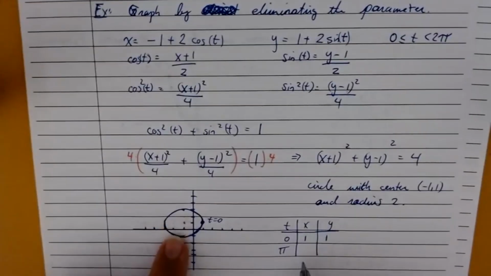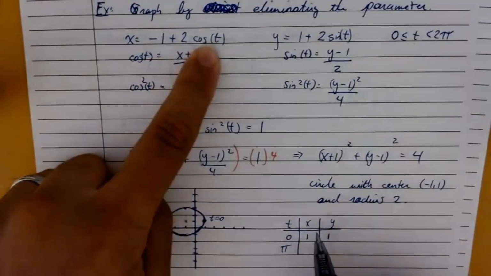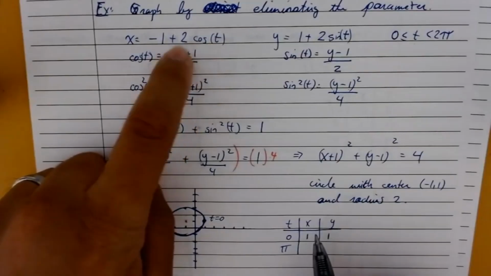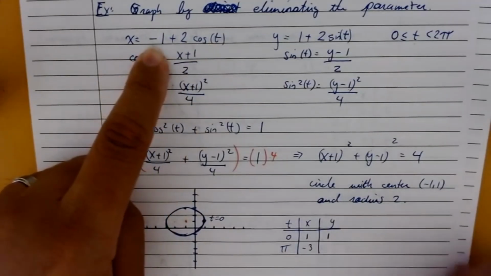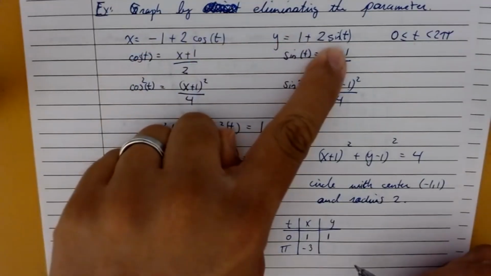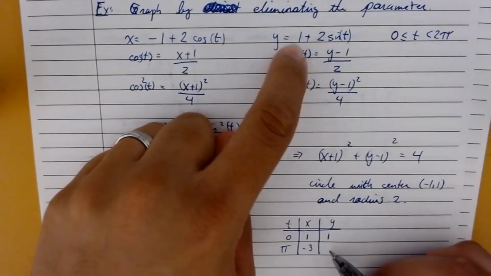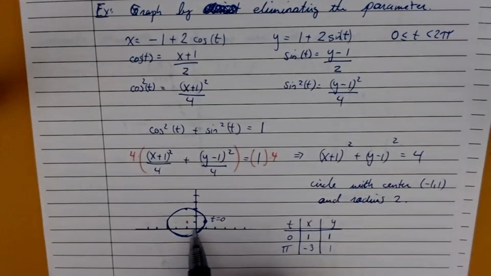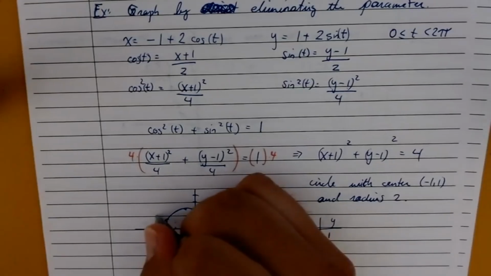And then when t is equal to pi, well, let's see. Cosine of pi is negative 1. Negative 1 times 2 is negative 2. Minus 1 is negative 3. And then the sine of pi is 0. Times 2 is still 0. Plus 1 is 1. So (-3, 1). Oh, that's this point over here.